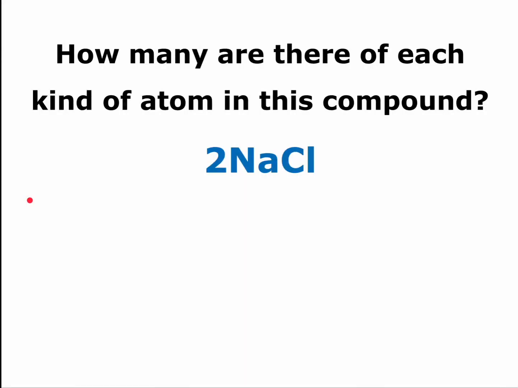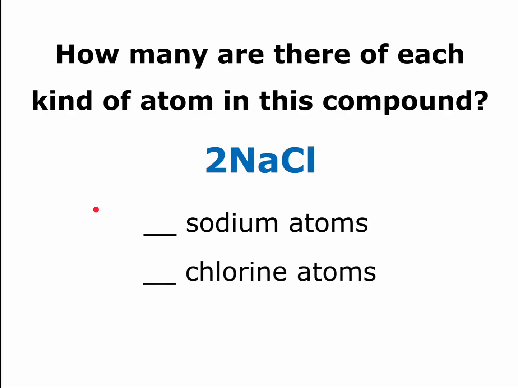How many are there of each kind of atom in this compound? 2NaCl. Well, first we're going to list the kinds of atoms. We have sodium atoms and we have chlorine atoms. Then we're going to take the subscript times the coefficient. So remember, if there's nothing there, you just pretend there is a 1. 1 times 2 is 2. 1 times 2 is 2. 2 sodium atoms, 2 chlorine atoms.